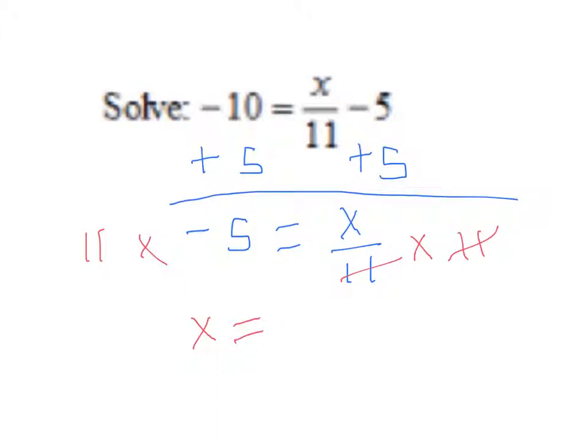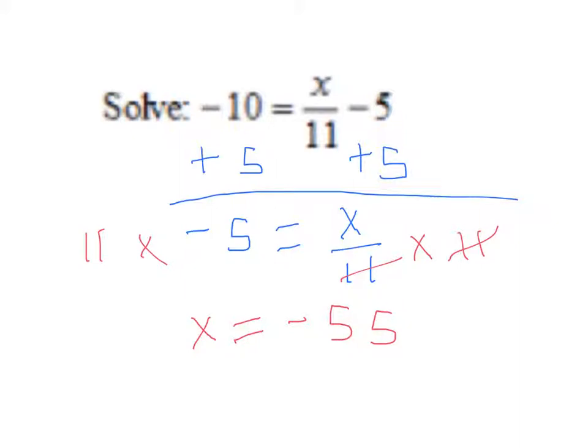So I'm going to write x equals. And I'm going to take 5 times 11, and I get 55. And since I'm multiplying by the negative, my sign is going to remain negative because negative times a positive is negative. My answer is negative 55.